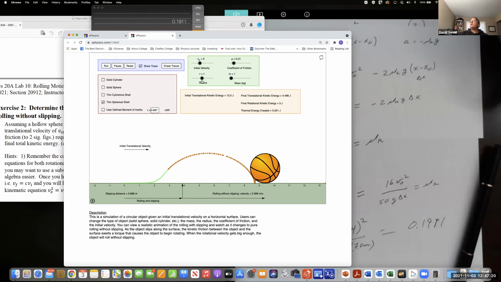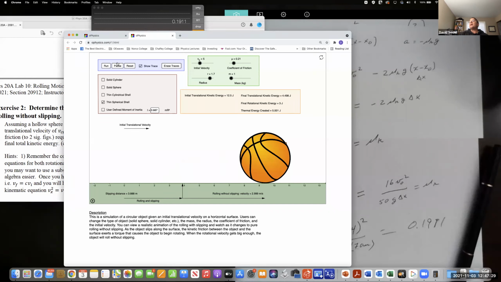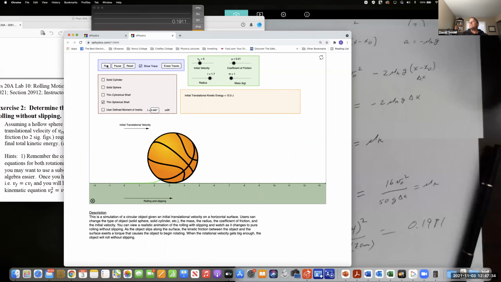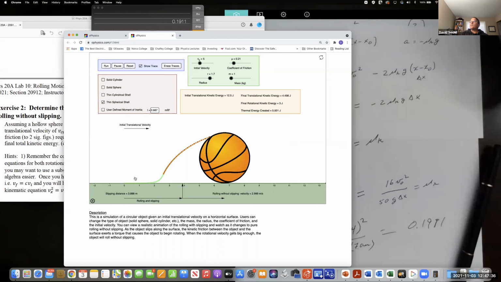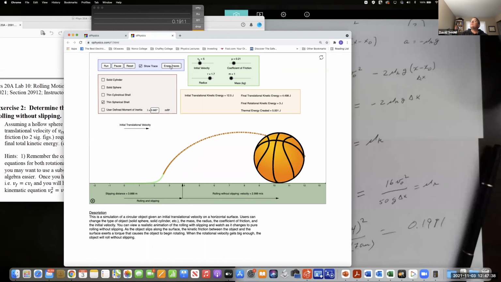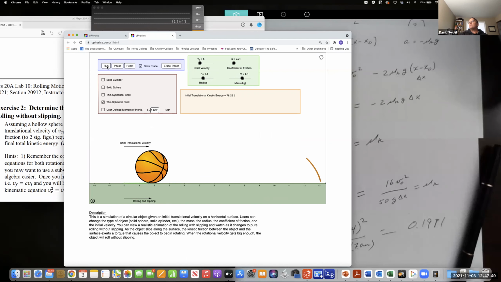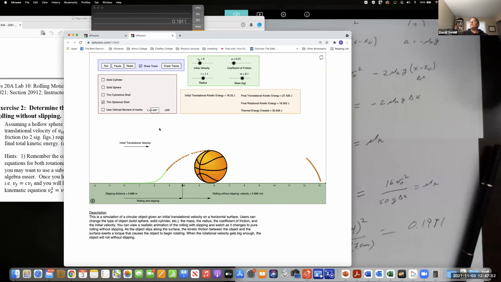We already showed, and you can watch the video again, that if I increase the radius, I don't change the slip distance. The number of rotations it makes might change, but I don't change the slip distance. Here was still 3.88. If I just change the mass, I don't change the slip distance. If I change them both, I don't change it. 3.88.